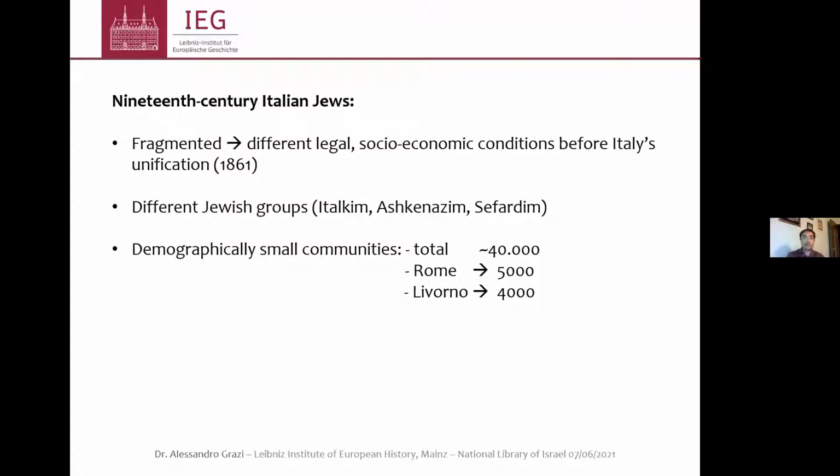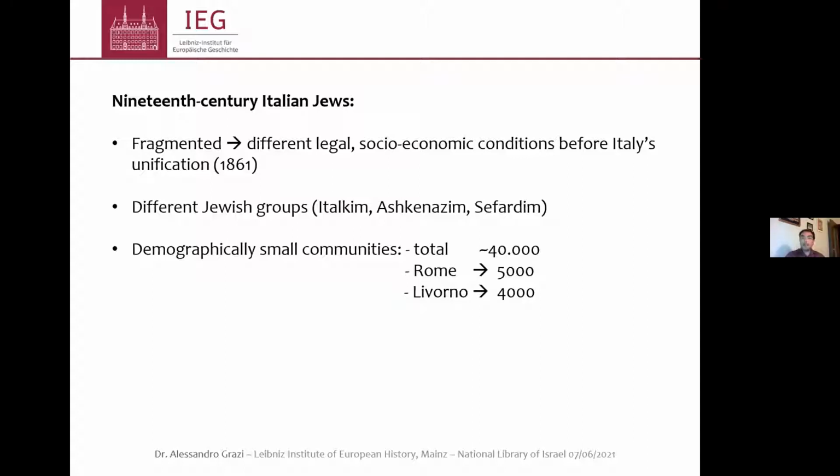In each pre-unification state, Jewish communities underwent at times radically different legislation, determining strongly diverging socioeconomic conditions. This, in turn, determined different organizational forms of the communities themselves and in relation to the central authority, thus also a variety of relations with the surrounding Catholic majority and even different perspectives on Judaism itself. In a word, we cannot paint 19th century Italian Jews with a single brush.